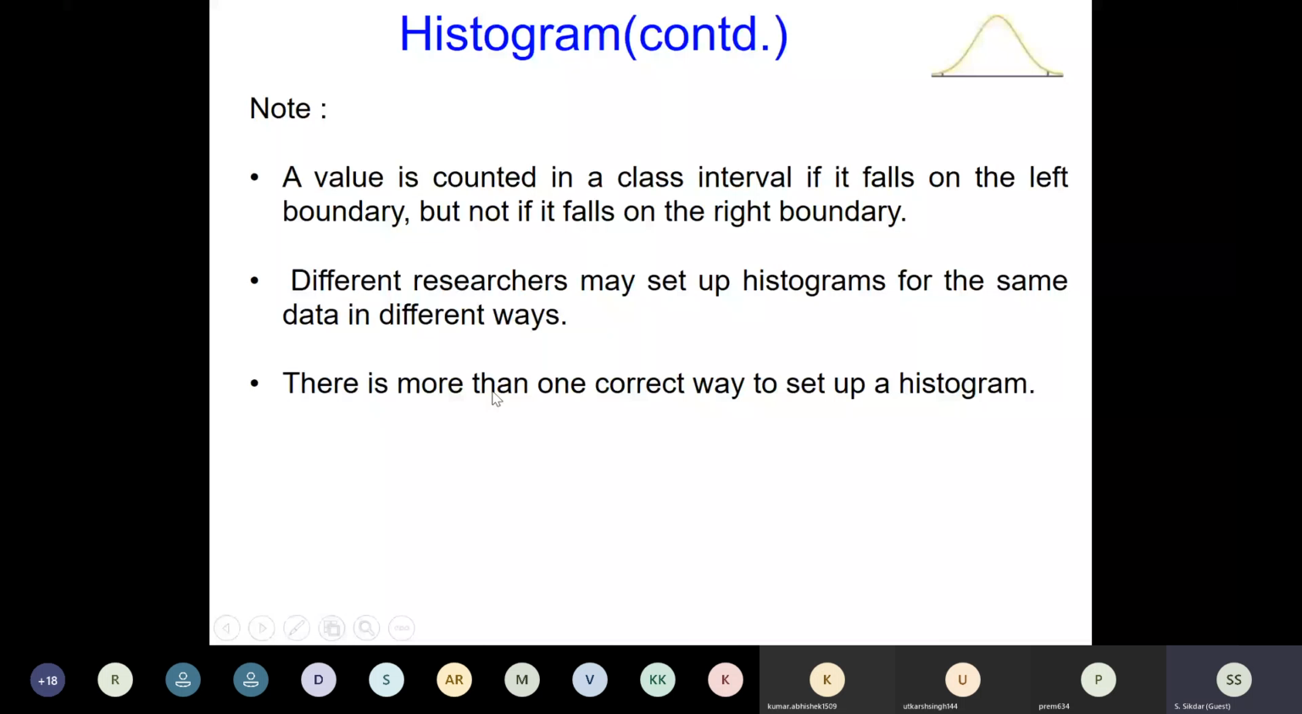Always we will see in case of a histogram, I'll tell you also later, that some thickness is shown, and you see the histogram. A value will be counted if it is on the left hand side, but if it is on the right hand side, it is not taken in. I'll show you. And different researchers may set up histograms for the same data in different ways. As I said, it is a matter of choice how you take the lower cut point or the upper cut point.